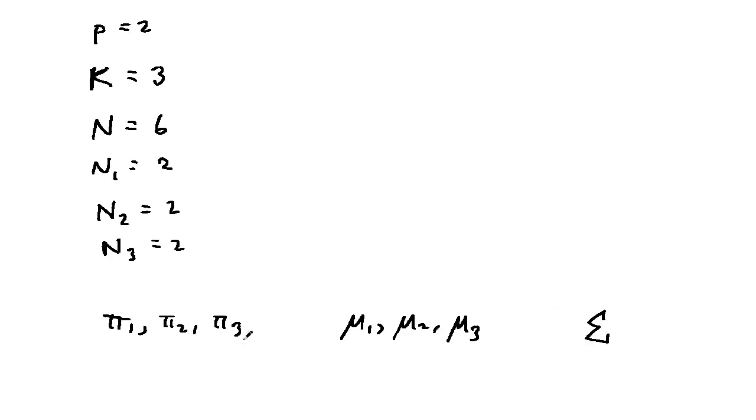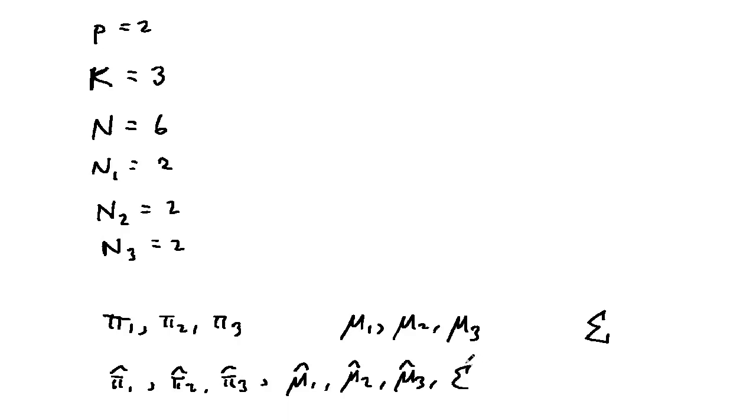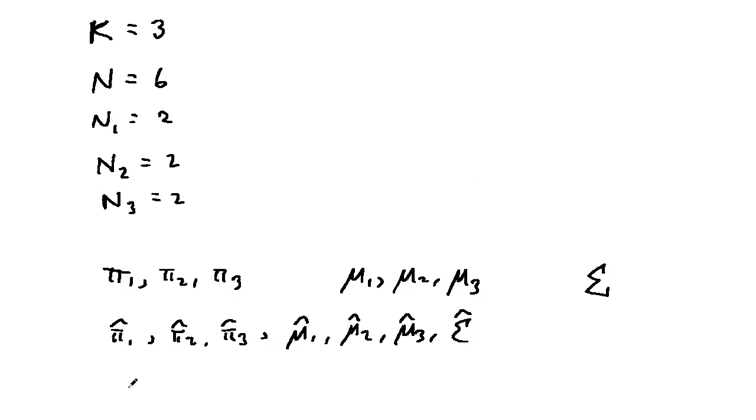Okay, finally, using the estimates pi 1 hat, pi 2 hat, pi 3 hat, mu 1 hat, mu 2 hat, mu 3 hat, and sigma hat, we can find the estimates for the linear discriminant functions, delta 1, delta 2, and delta 3.